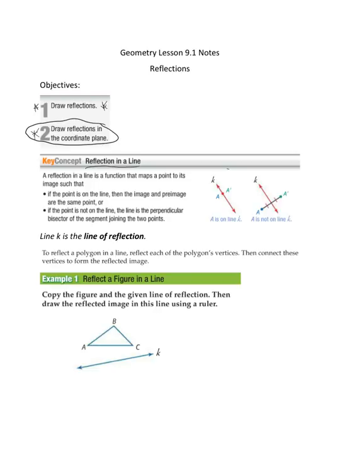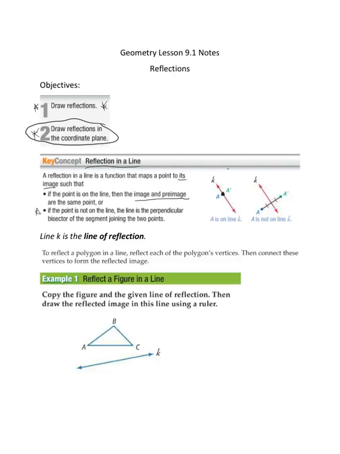A reflection in a line, guys, is a function that maps a point to its image. This idea of pre-image and image. If the point is on the line, then the image and pre-image are the same point. So you can see this example here. Point A is on line K, so the reflection of it just stays on the line. If a point is on that line, it stays on the line.